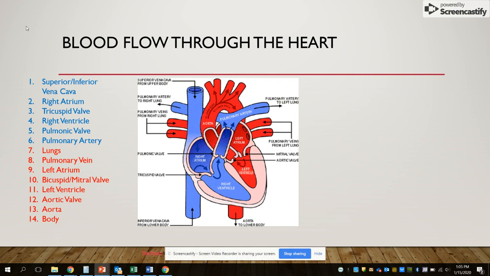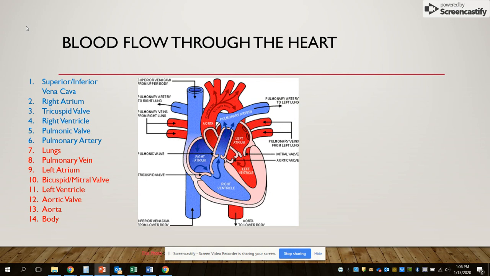It's going to come back through the pulmonary vein, and it's going to move into the left atrium. And then it's going to move through the bicuspid or the mitral valve. There's two names that you can use for that, bicuspid or mitral. I like bicuspid because it's easy to remember. Tricuspid, bicuspid, tri before you buy. So it moves through the bicuspid valve and down into the left ventricle. And then it's going to make its way through the aortic valve, down through the aorta, and spread out to the rest of the body.